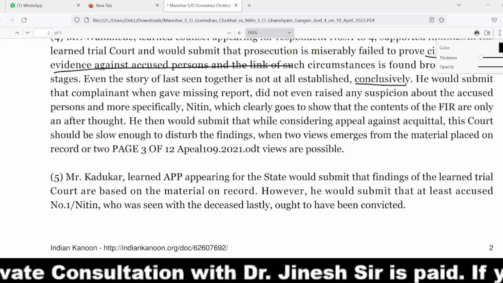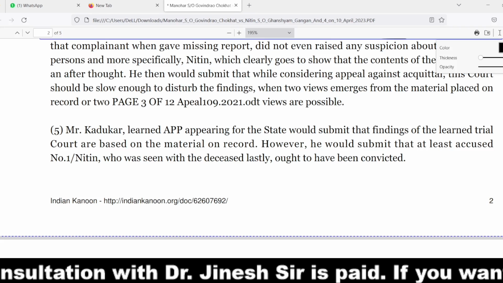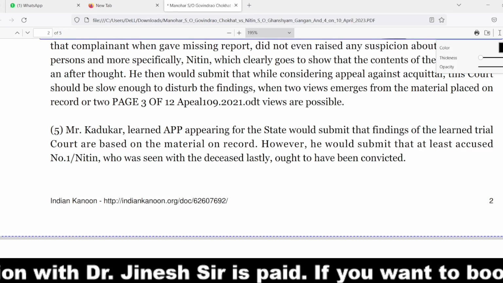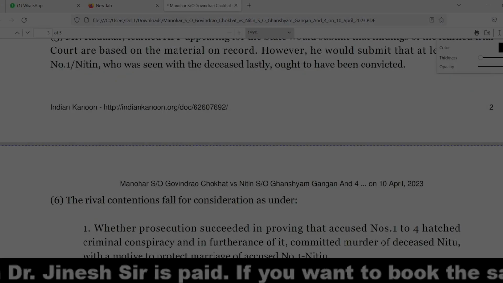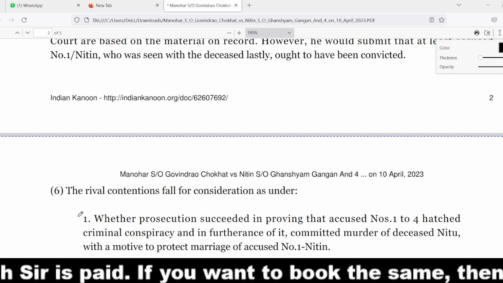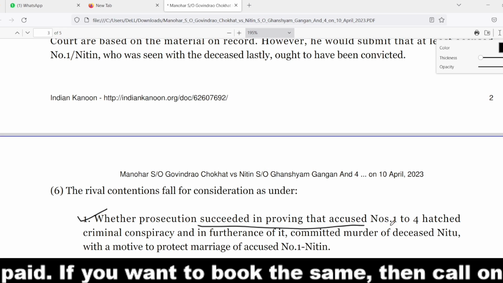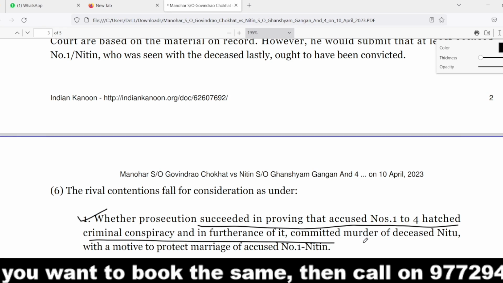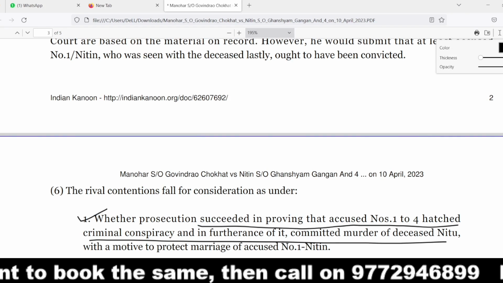The concerned APP of the state also supported the finding of the concerned trial court, but he submitted that at least one of the accused was last seen with the concerned deceased, and that's why he prayed for the conviction in respect of him. The primary question is that the court has to decide whether the prosecution succeeded in proving, and that is very important, that accused number 1 to 4 had a conspiracy, and in furtherance of it they committed the murder of the deceased with a motive to protect the marriage of Nitin.